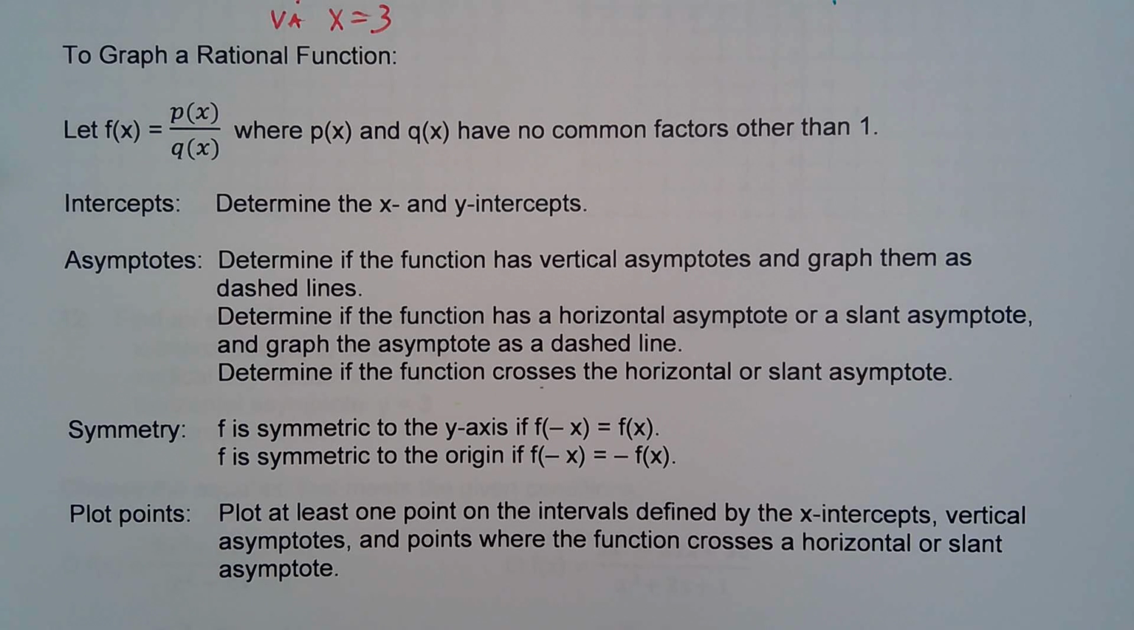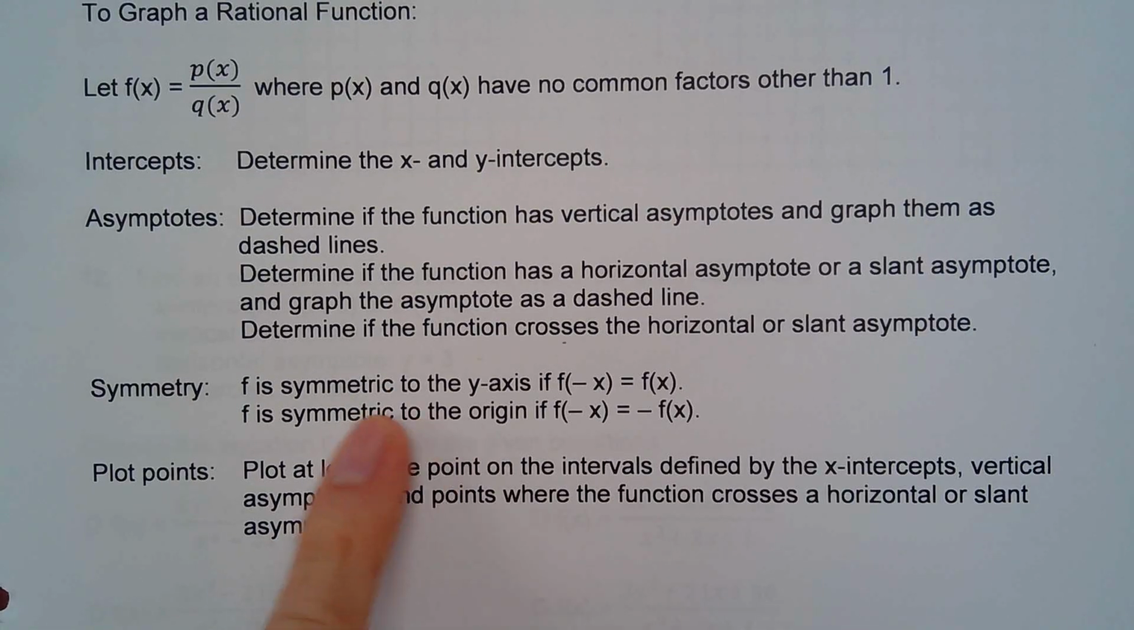And then determine if the function has vertical asymptotes and graph them as dashed lines. Determine if the function has a horizontal asymptote or a slant asymptote. Again, anytime they ask us for a slant asymptote, there's not going to be one in this course. And graph the asymptote as a dashed line. Determine if the function crosses the horizontal or slant asymptote.